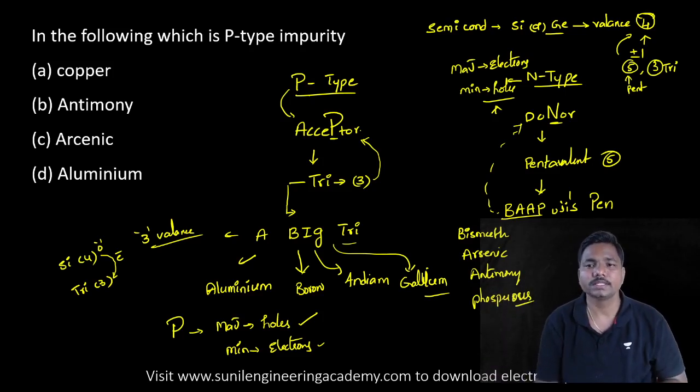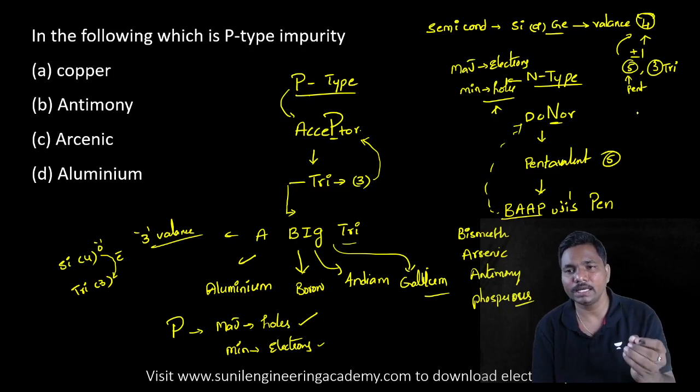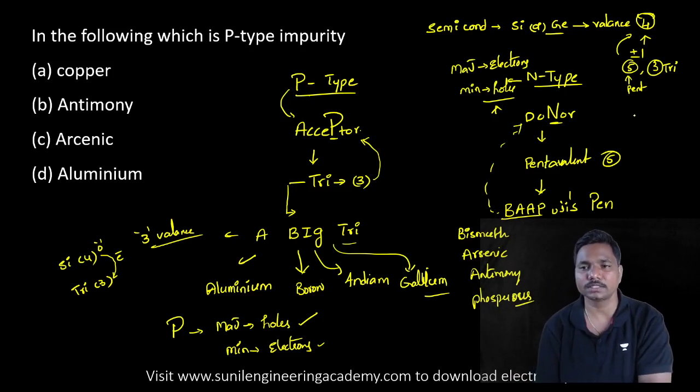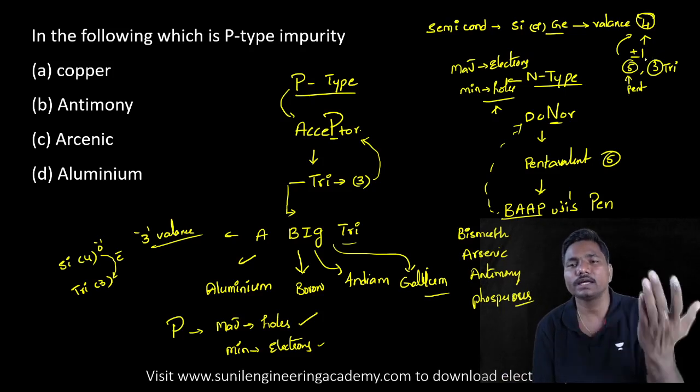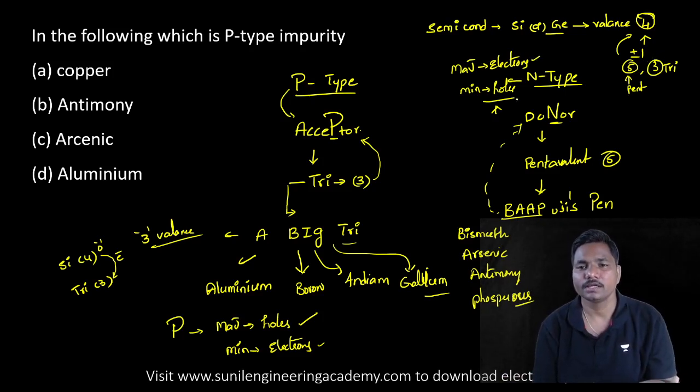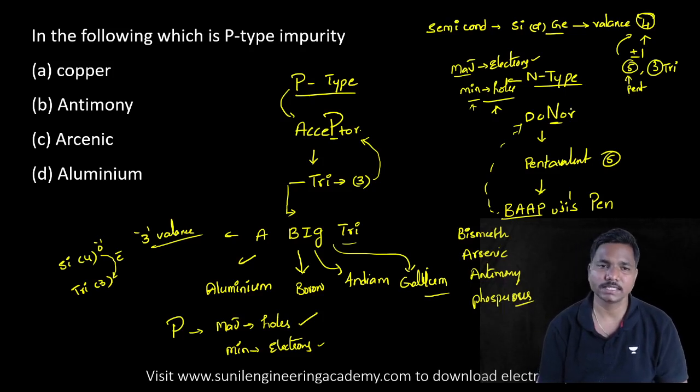Okay, so in this N-type, what is happening? They are donating electrons. If any element donates electrons, then the concentration of electrons will increase. So then majority carriers will be electrons and minority carriers will be holes. This is in the case of N-type.